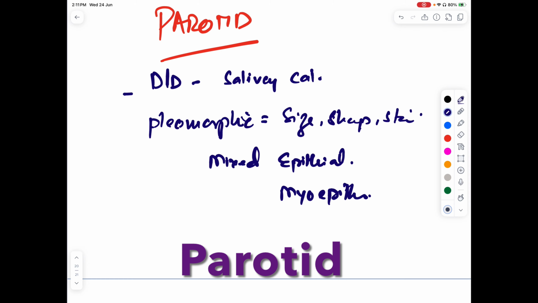Can it turn to malignancy? Benign to malignant transformation has about a 5% chance. How does it occur? In longstanding pleomorphic adenoma, it may take up to 20 years. The most common malignant tumor is mucoepidermoid carcinoma.